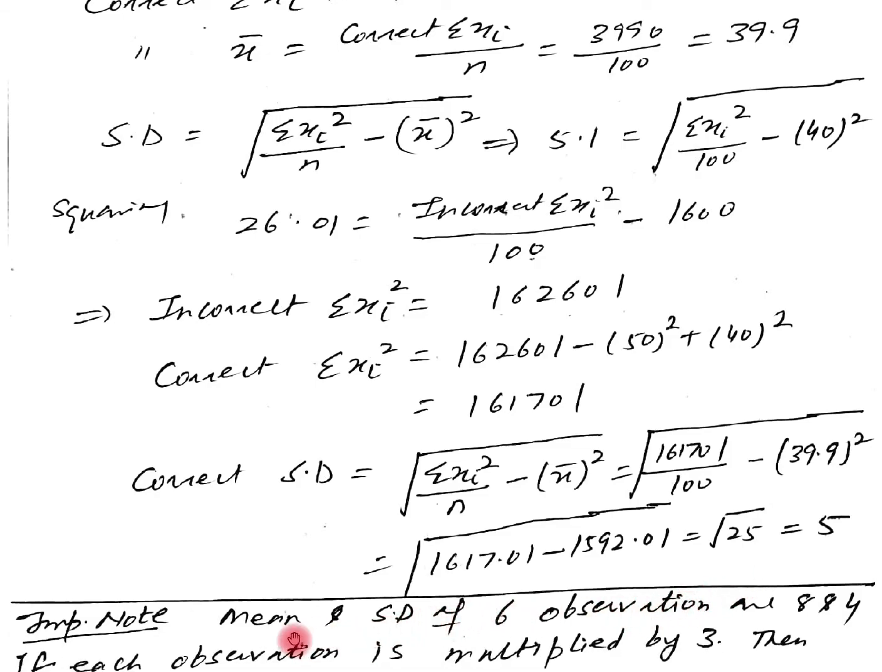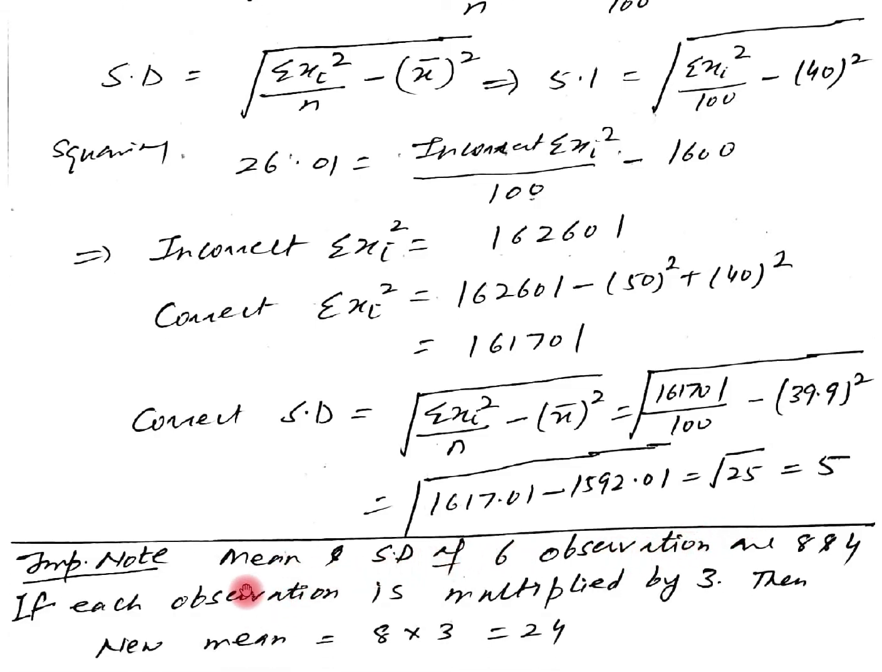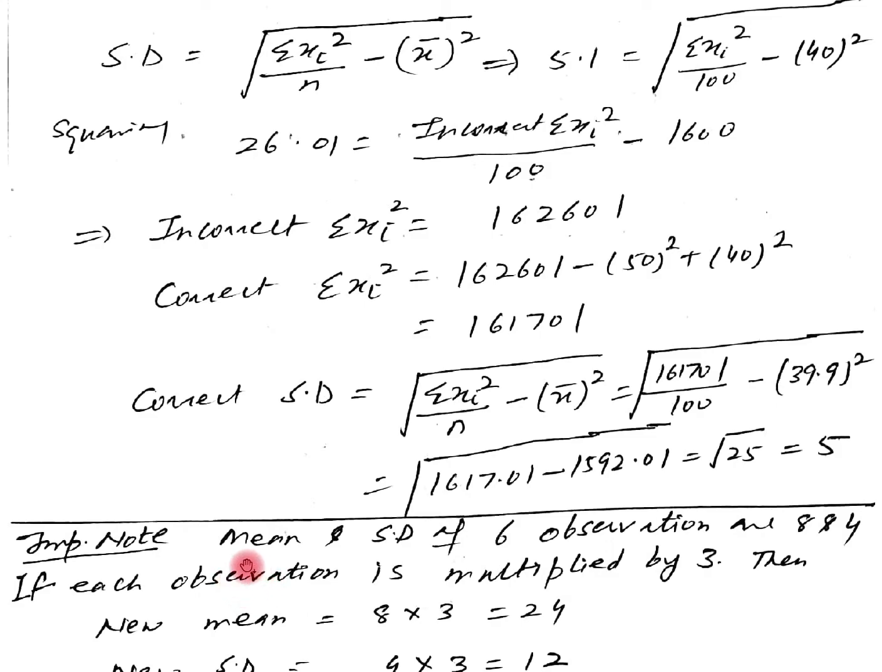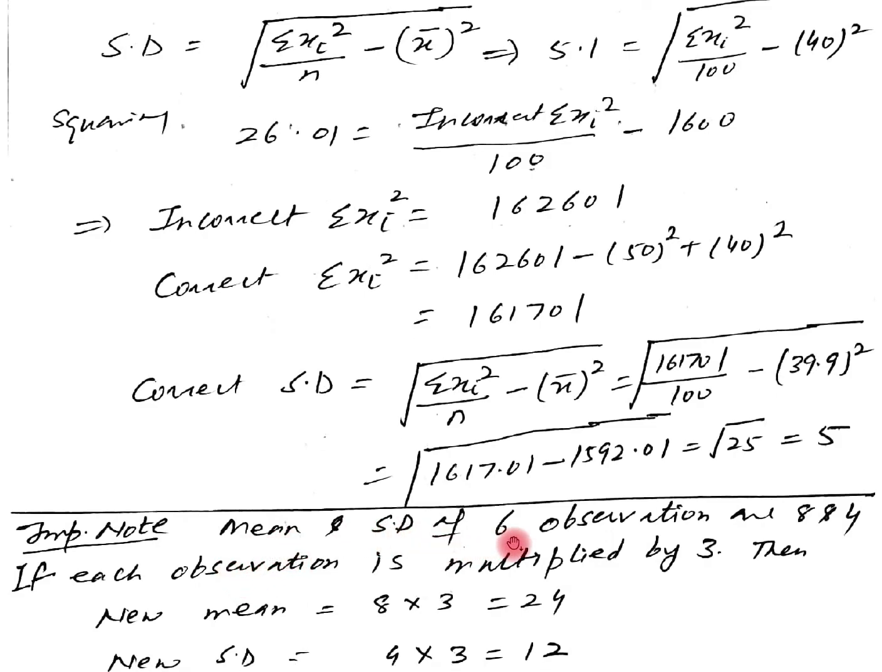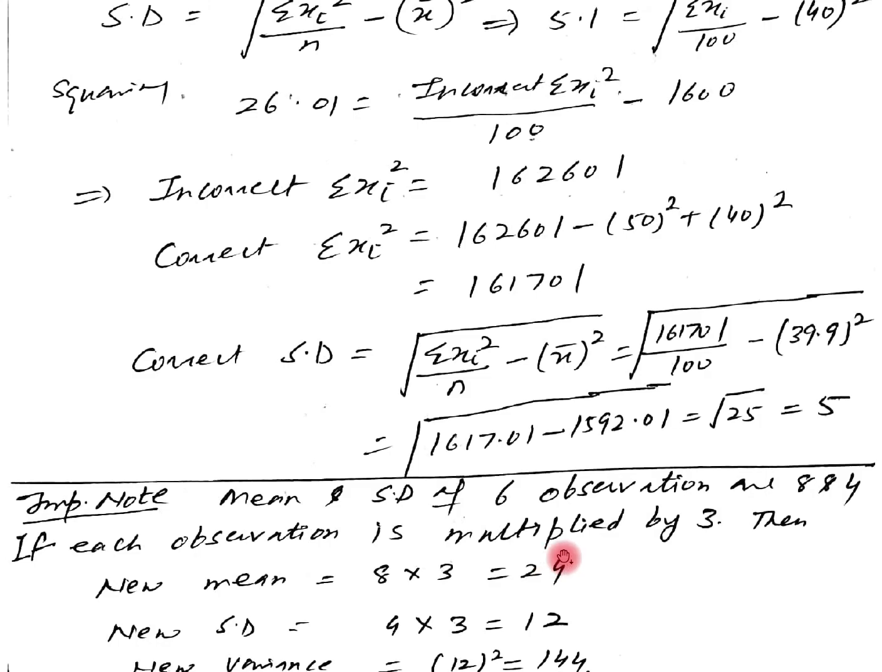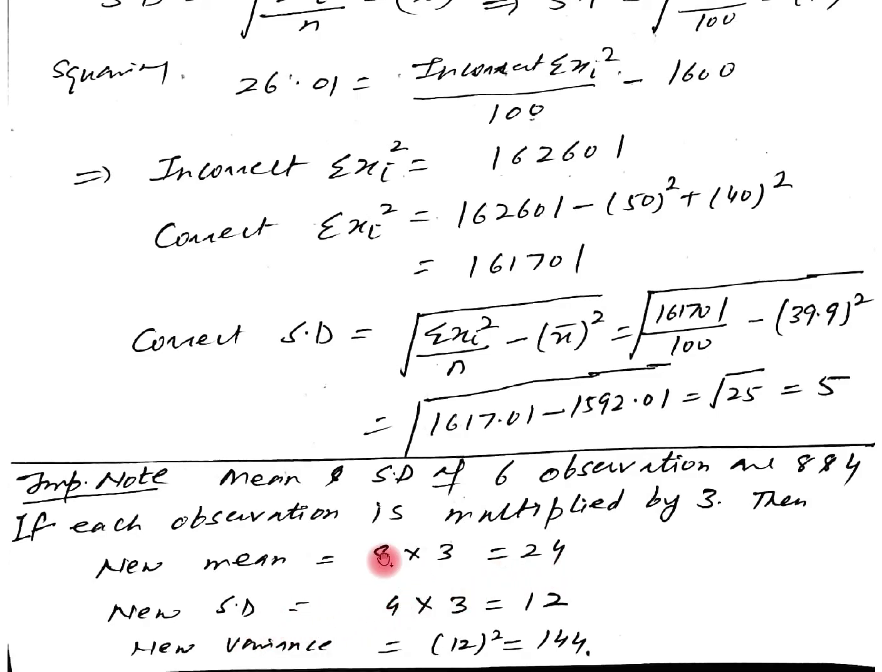Now, one important thing I am going to tell you. You can easily give the answer without doing any calculation. That is the main point. The mean and standard deviation of 6 observations are 8 and 4. If each observation is multiplied by 3, then the mean is also multiplied by 3. The new mean will be 8 into 3 equal to 24. The standard deviation is 4, and each observation is multiplied by 3, therefore the new standard deviation is also multiplied by 3. So it will be 4 into 3 equal to 12.